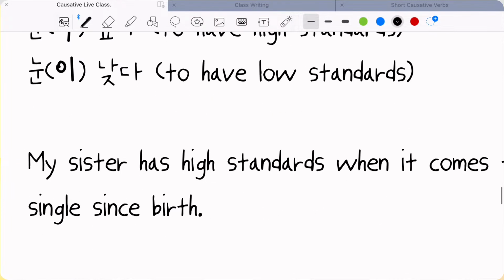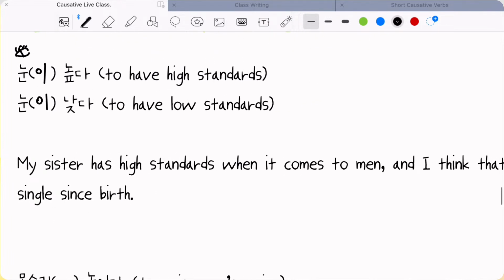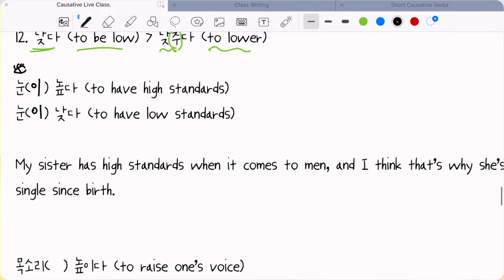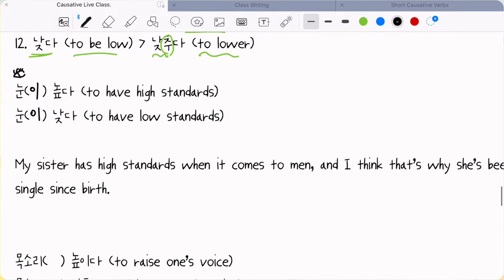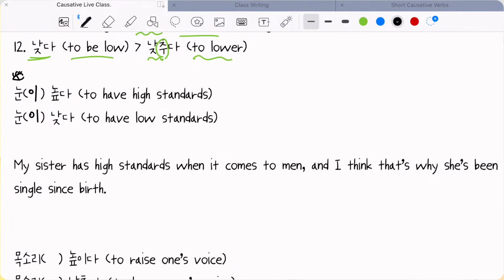쓸 수 있어요. 그러면 let's try translating this interesting sentence. So my sister has high. It's a little difficult.